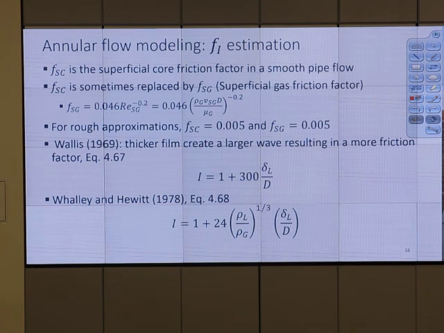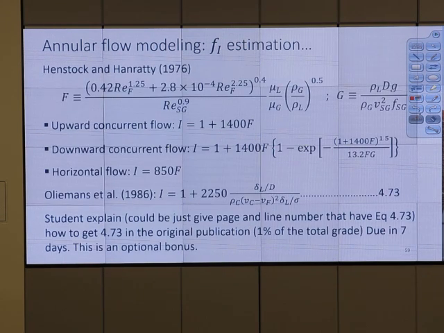To calculate the superficial core friction factor, we need to know the entrainment fraction. If you do a rough approximation, we can use 0.005, done. Easy enough, but of course it's not right. It's not what you do in the project. In the project, you do a better one. But if you don't have Excel or a calculator, you do hand calculation and use 0.005. If you have a calculator, do something more accurate.